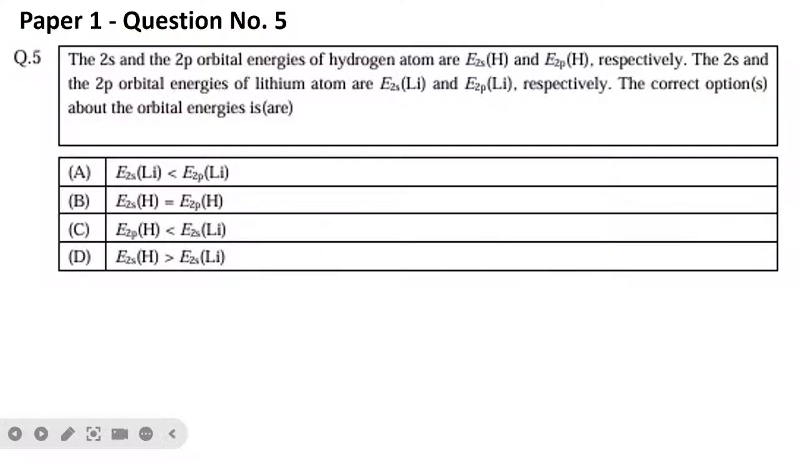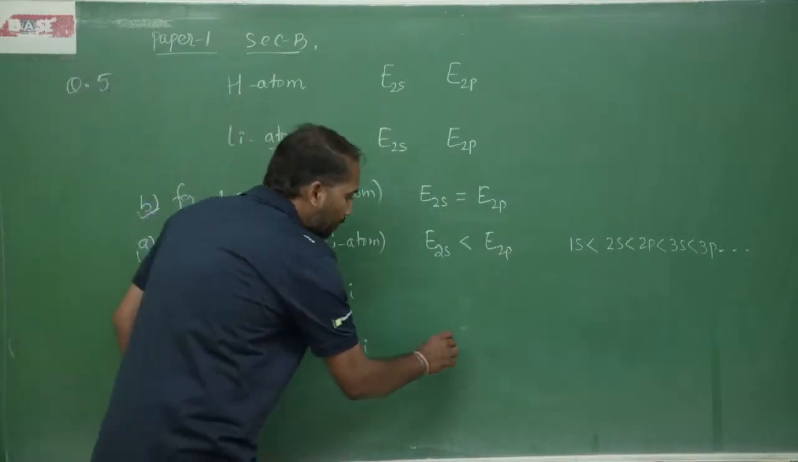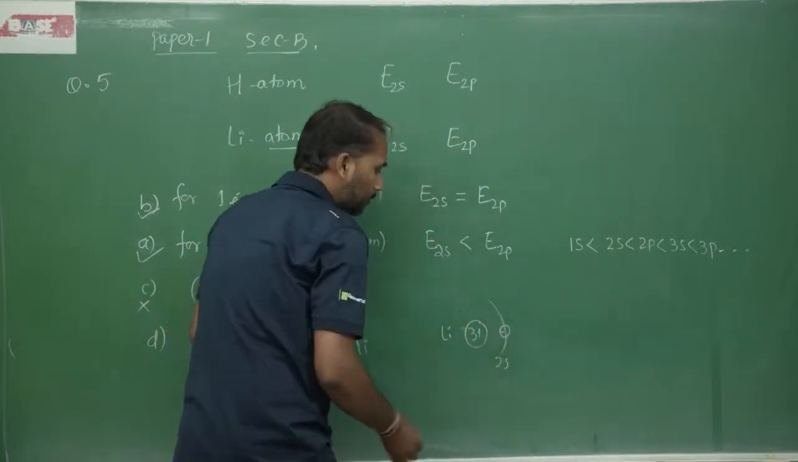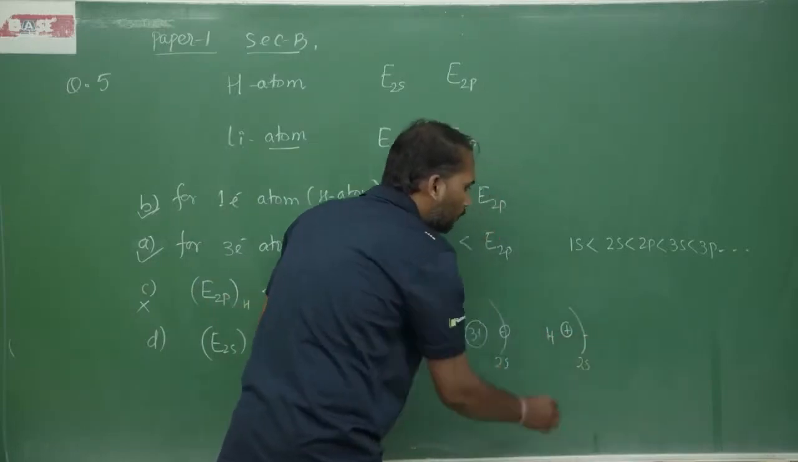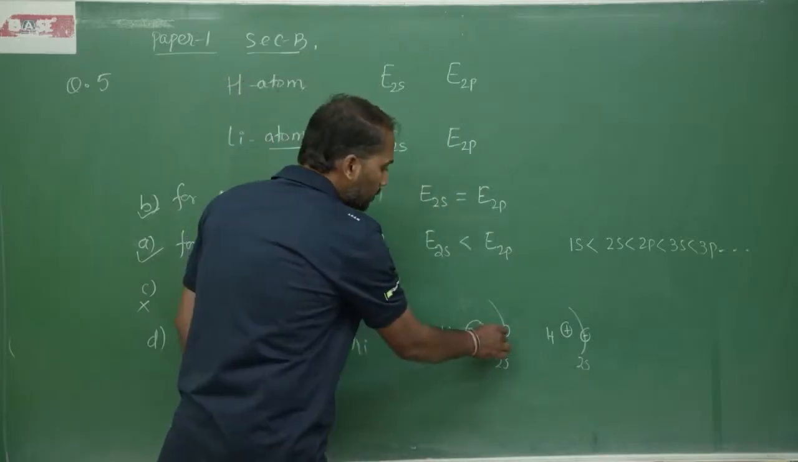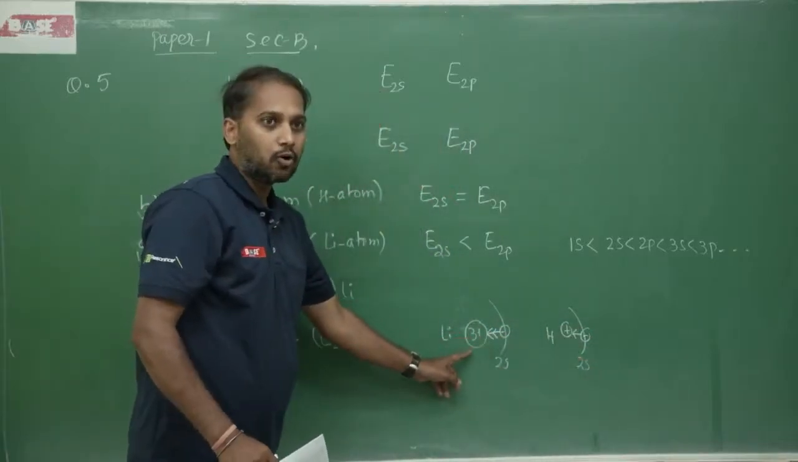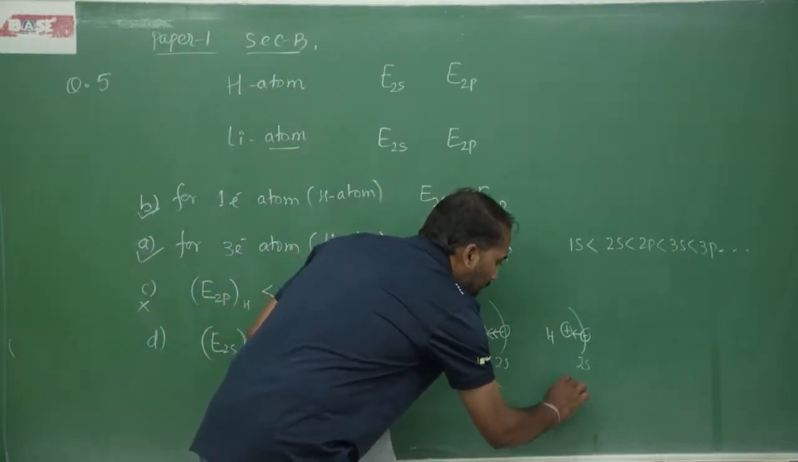Now option D says the energy of 2s of hydrogen is greater than the energy of 2s of lithium. Now you can do the comparison because both are 2s. Lithium has 3 protons, so 3 positive charges, and the electron is in 2s. Hydrogen has only 1 positive charge and the electron is in 2s. So which electron will be attracted strongly by the nucleus? Lithium's electron will be attracted much more strongly than hydrogen's. If this electron is attracted very strongly, it will have more negative energy, and the other will have less negative energy.